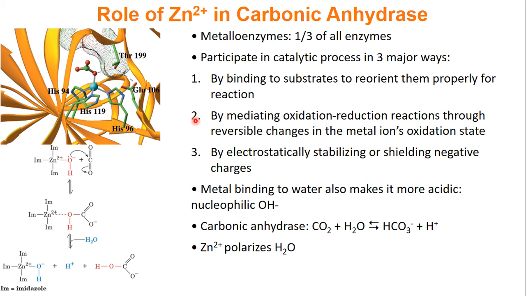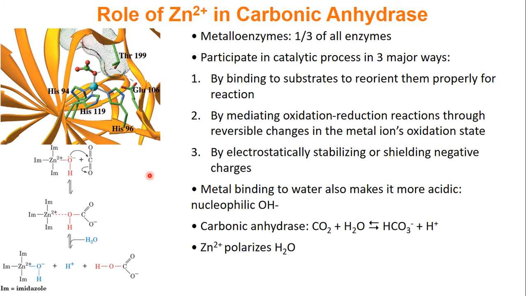2, they help with redox reactions because the metal ion's oxidation state can change, so they can serve as the agent of change for the redox reaction in your substrate. You go from iron +3 to +2, and then at the very end go back to +3 again.